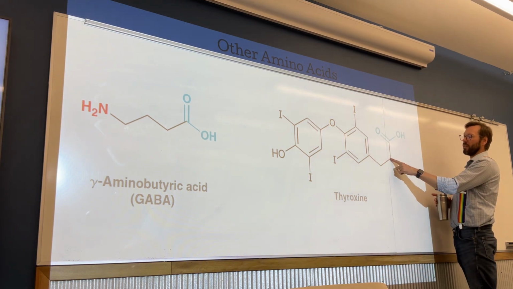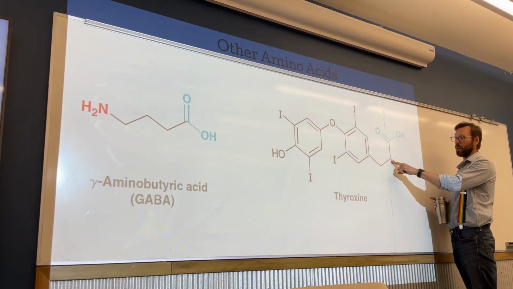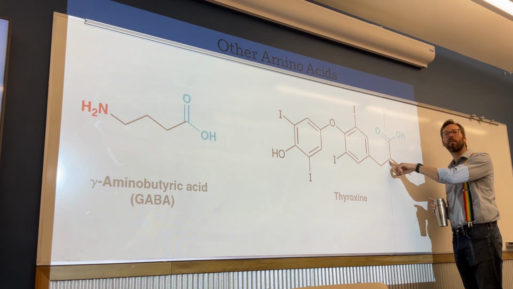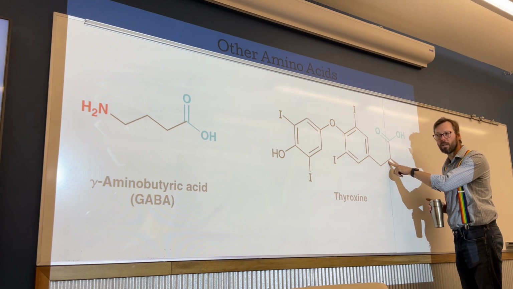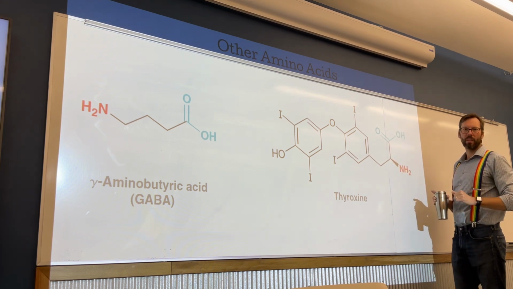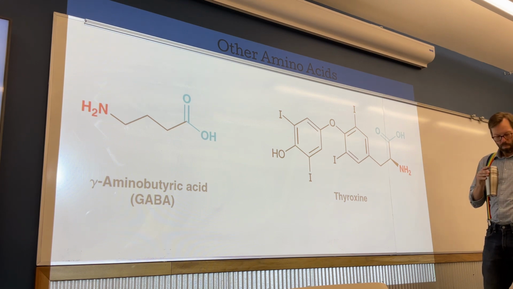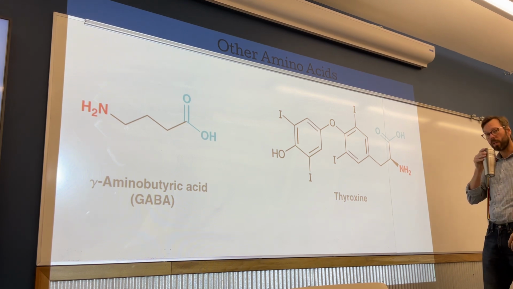okay? This amino group is on the alpha carbon. So you can have alpha carbons that aren't used for proteins. You can have non-alpha amino acids that are also on there. So these kinds of amino acids don't polymerize? They don't polymerize. Okay.